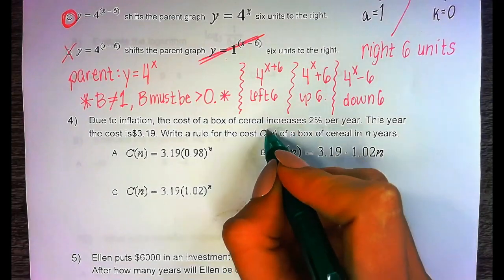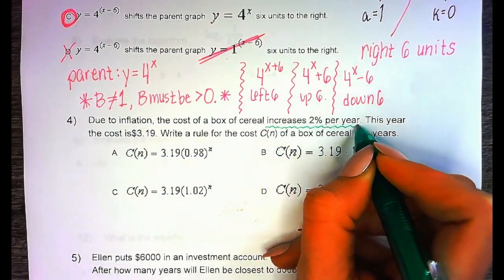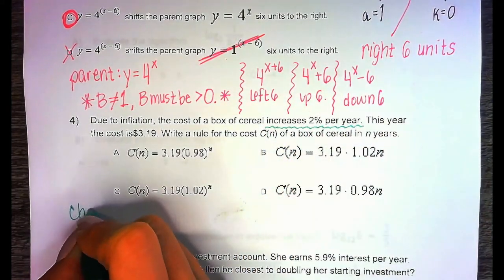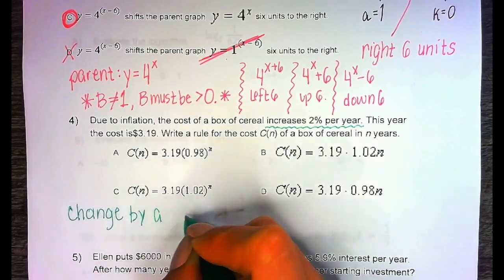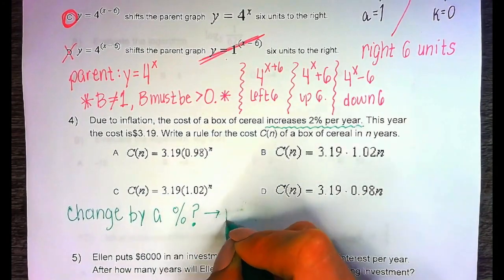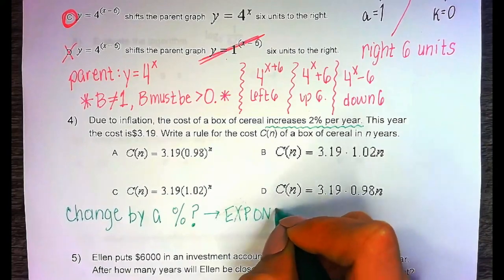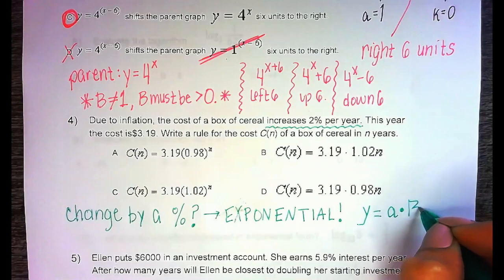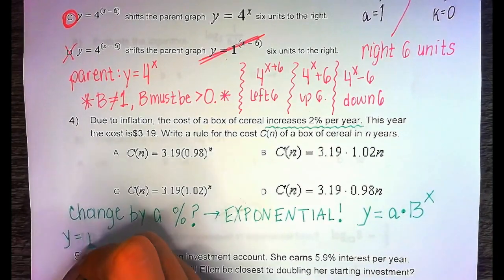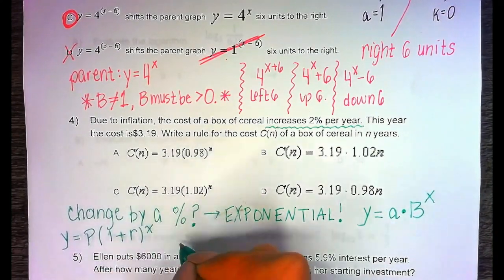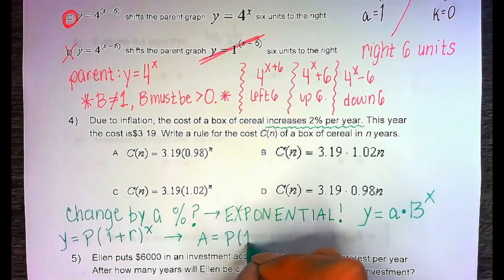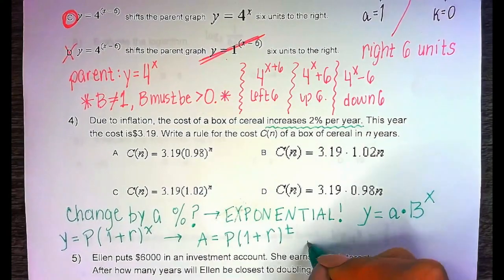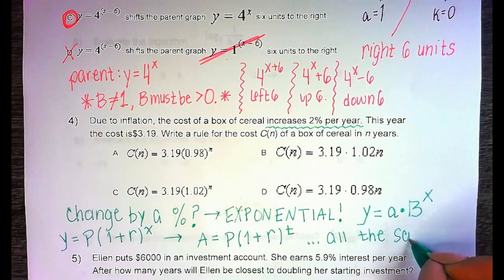As soon as you see in a word problem that something is changing by a certain percent, that's a giveaway that we're dealing with an exponential function. Exponential functions, as we've seen, come in the form y equals a times b to the x. You may also write your equation as y equals p times the quantity of 1 plus r to the x or t power. These are really all the same thing. 1 plus r represents our base.